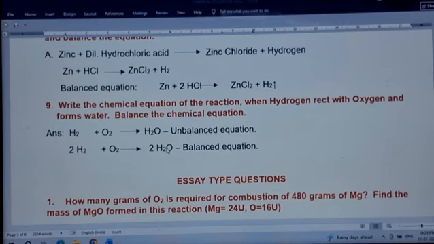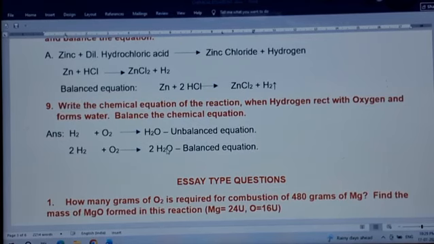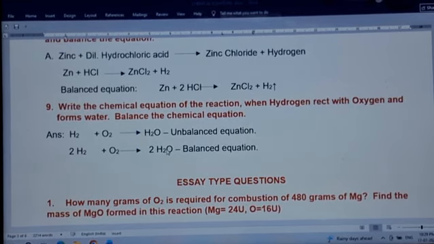So I hope I am clear, children. With this, all the 4 marks questions are completed. We are going to go for the essay type in the next class.